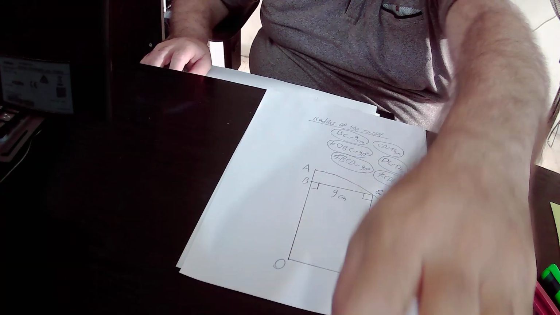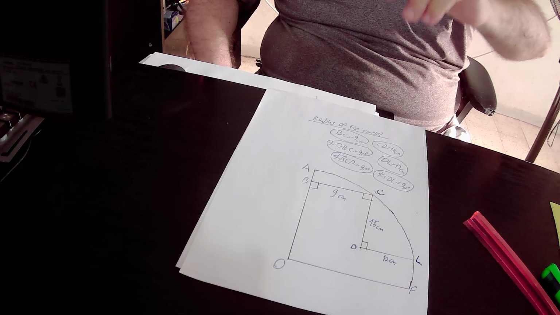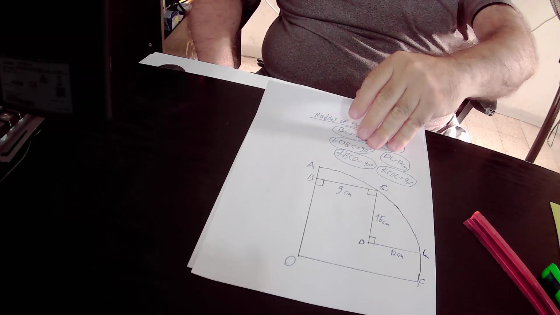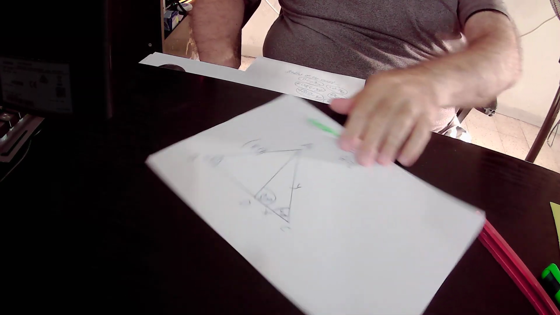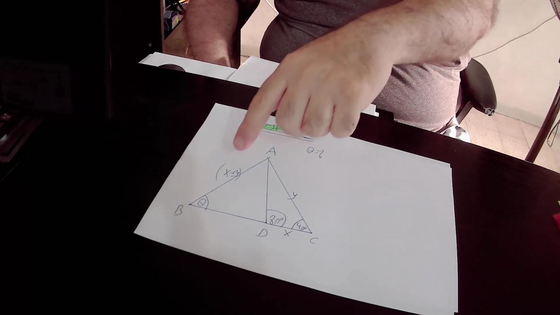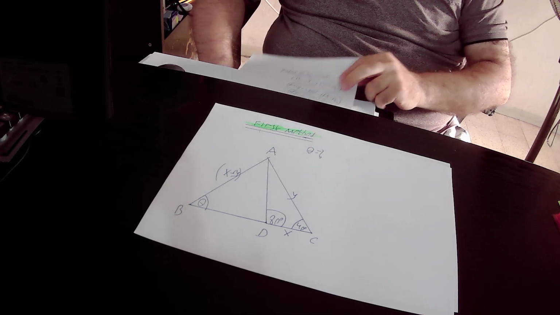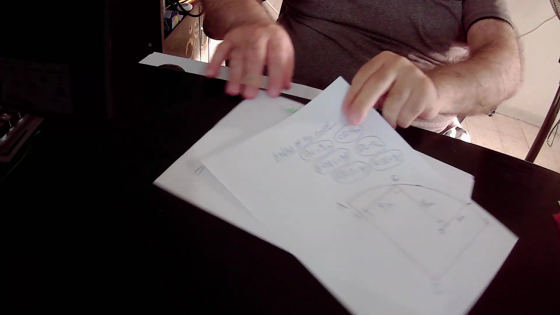Hello, in this lecture we'll answer two questions. In the first question, we'll find out the radius of this quarter circle. In the second question, we'll find out the size of this angle, angle theta, that is inside triangle ABC. We'll start with the first question.